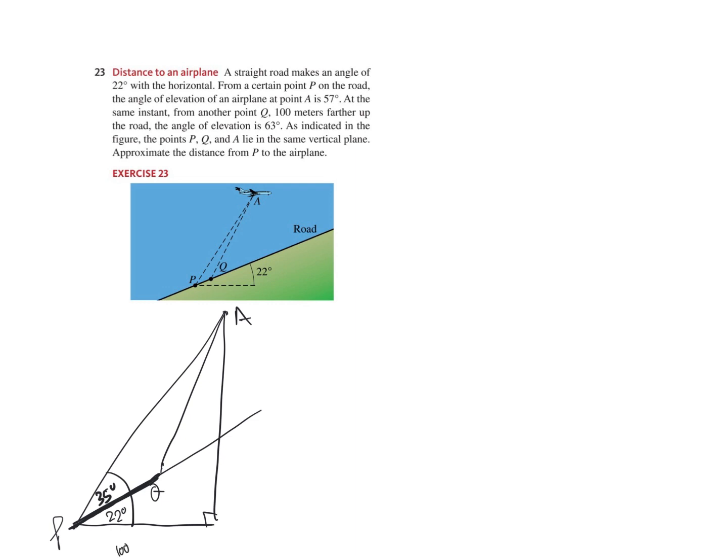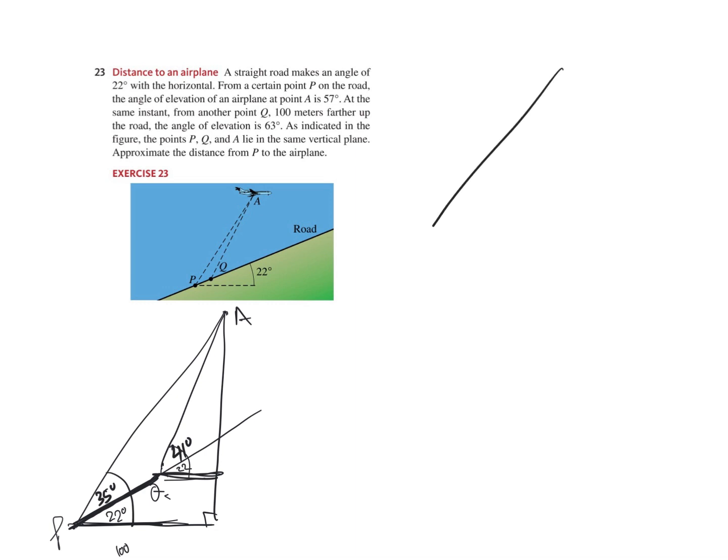That angle of elevation is 63. So again, this is 63. And you have parallel lines here. So this is 22, corresponding angles. So 63 minus 22 gives me 41. That's 41 degrees.